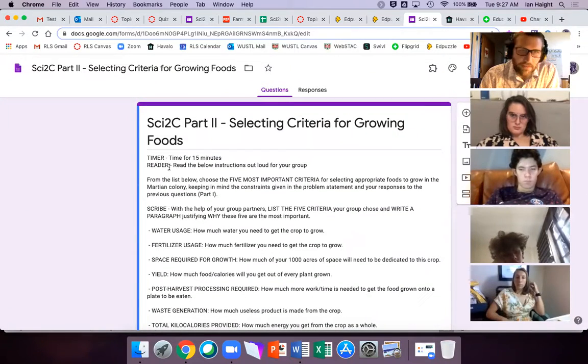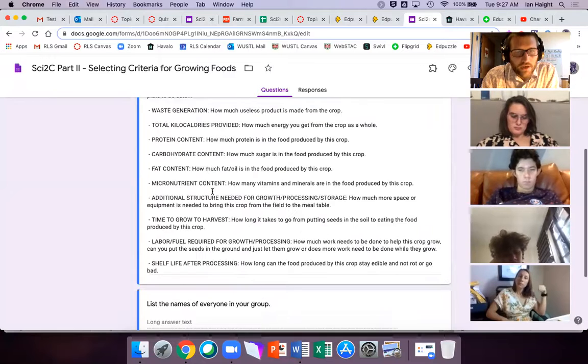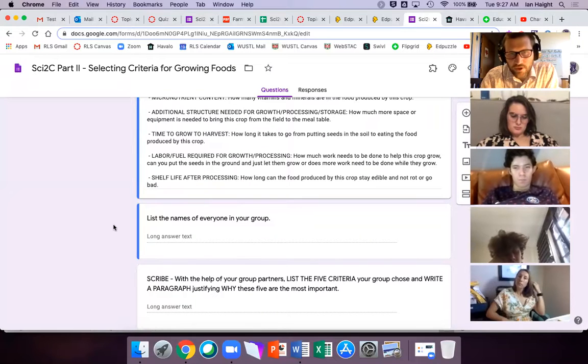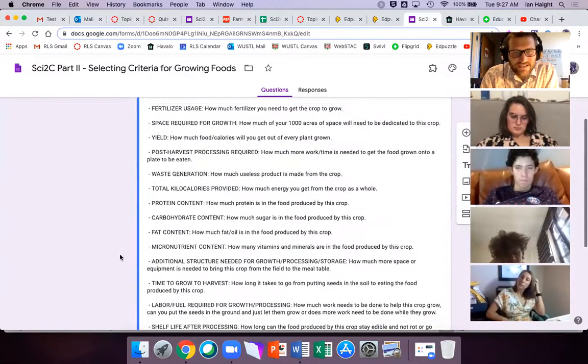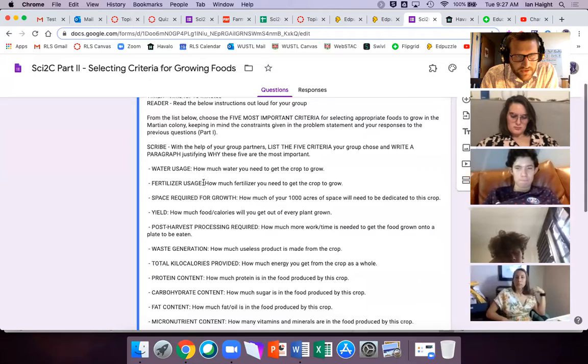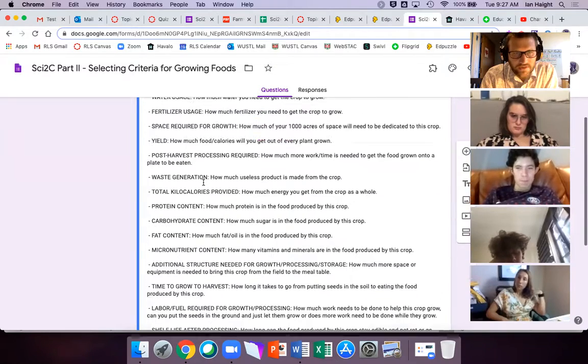I know I've got the timer, the reader, and the scribe. You can ignore that now since our groups didn't work out. The first question says, what are the names of everyone in your group? Just put your name for that answer. Don't need to worry about your group. And then you're going to be writing a paragraph and listing what you think. Of these, I think there's about 12 criteria here. They're listed in capital letters.